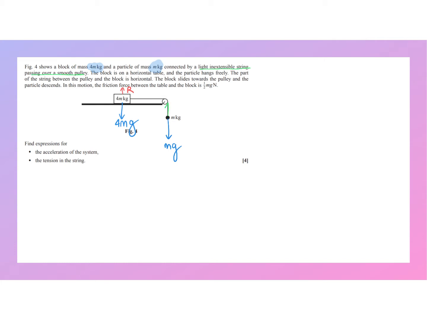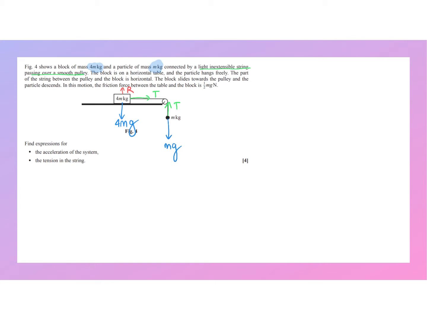So we can draw the tension here and the tension here. The block is on a horizontal table and the particle hangs freely. The part of the string between the pulley and the block is horizontal. The block slides towards the pulley, so that gives us a good indication of what's going on here.